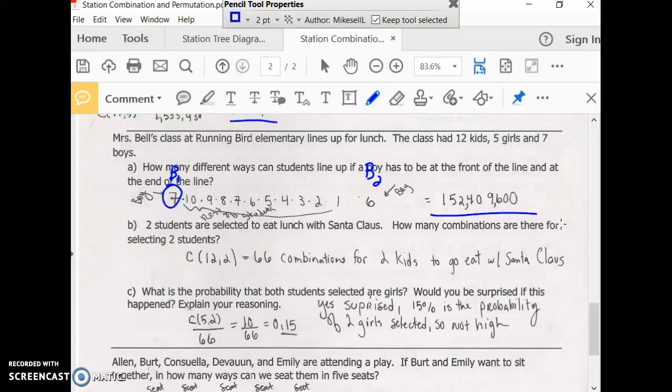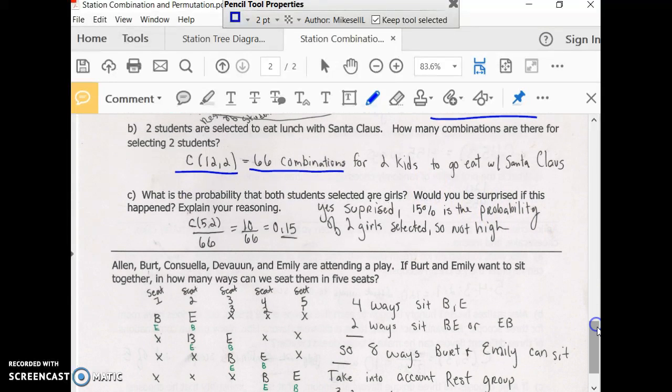When I multiply that out, really huge number. Okay, so 2 students are selected to eat lunch with Santa Claus. How many combinations are there for selecting 2 students? I got 12 choose 2, because it says combination, so 66 ways for me to choose 2 kids to send down to eat with Santa Claus. What's the probability that both the kids you send down are girls? Because girls rock. So, combination 5 choose 2 over 66, because that's how many I have total, so it would be 10 out of 66, 0.15. I'd be a little bit surprised. It's still pretty high, but not massively high.